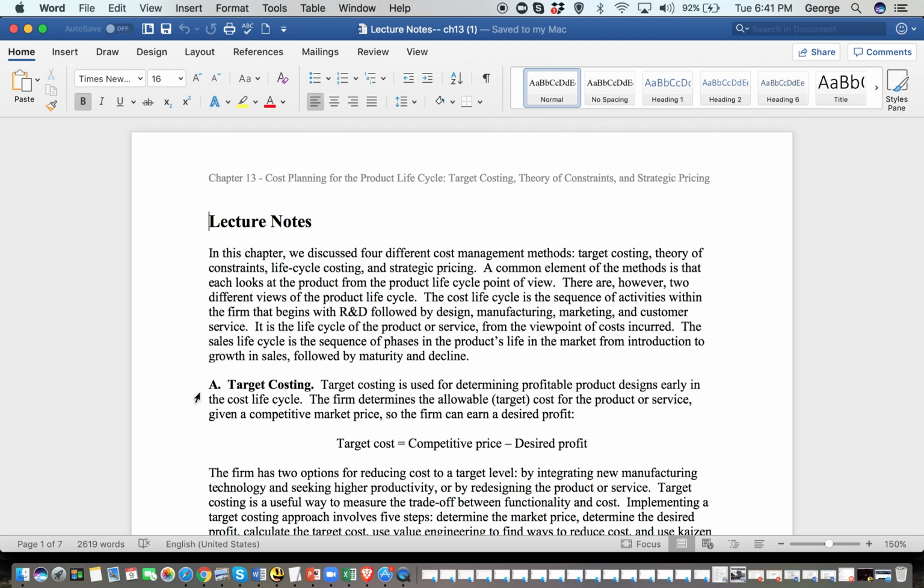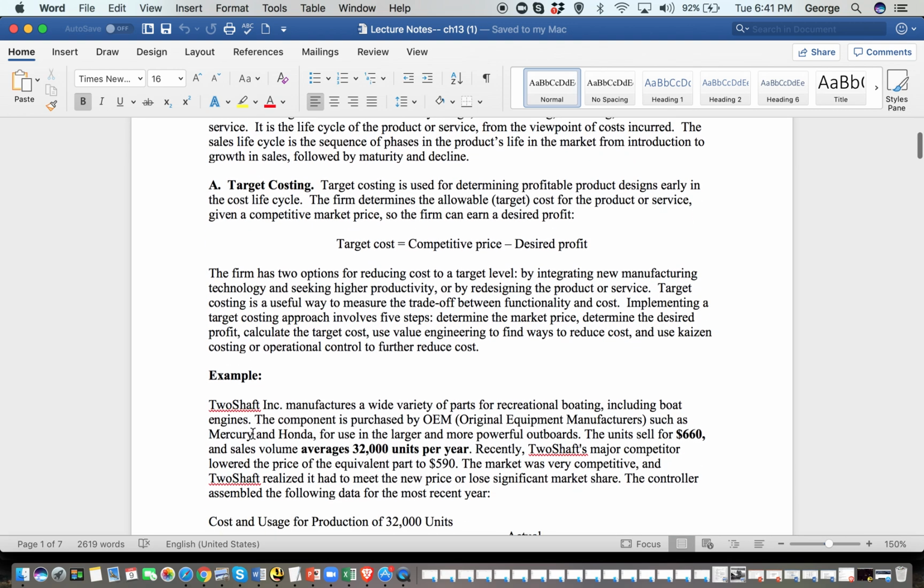So this chapter looks at 4 different cost management tools. Target costing, which is used usually at the beginning of the product lifecycle. Theory of constraints, which is used generally for bottlenecks. Lifecycle costing, which looks at costs over the whole product. For instance, we might allocate research and development costs over the life of the product rather than just expensing them as incurred, as we do in financial accounting. And then strategic pricing. So target costing, let's look at that first.